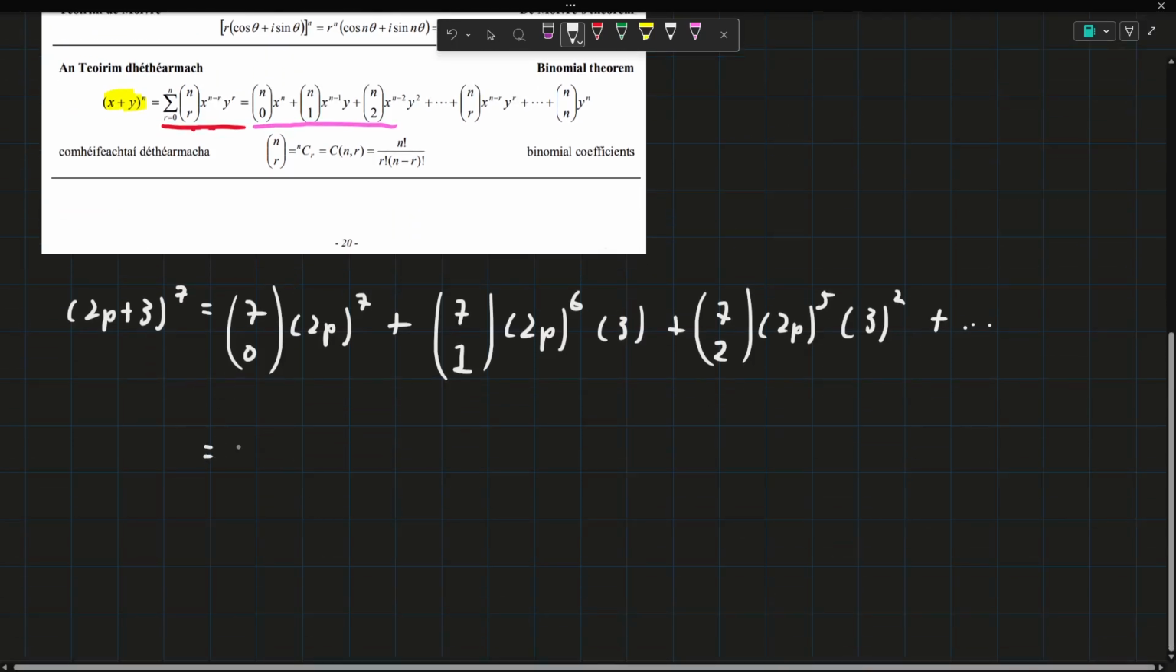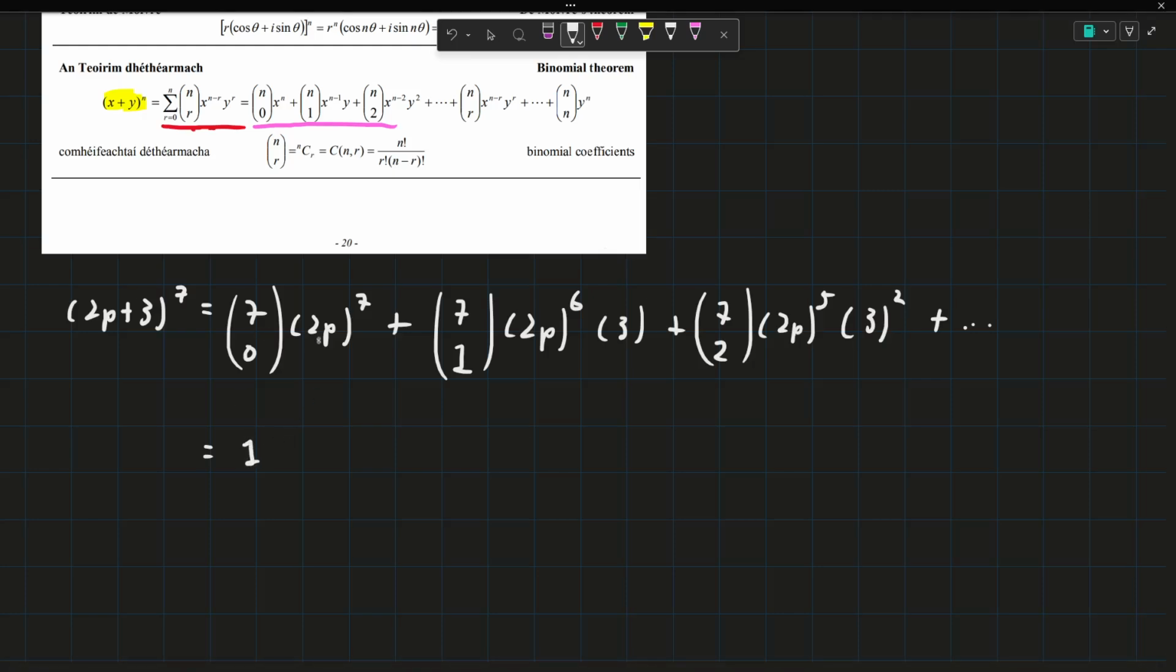So we can just put this in your calculator. So 7 choose 0 is equal to 1. And then when you're doing this here, don't forget to do the power of 7 onto both of the things in the bracket, multiplied together. So the law of indices says that it'll be 2 to the 7, p to the 7, and 2 to the 7 is 128, and then we'll have p to the 7.